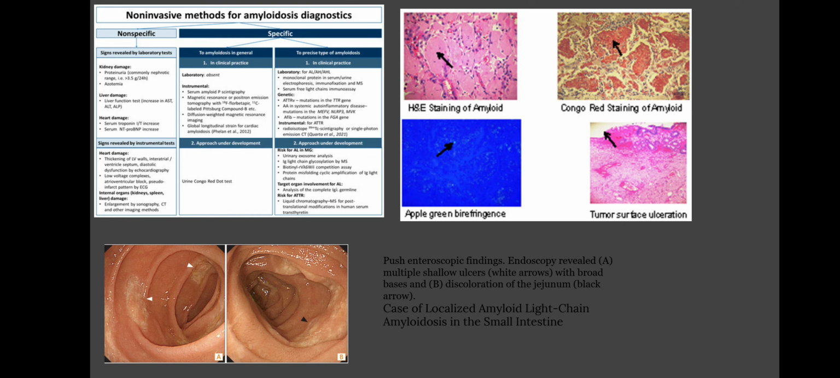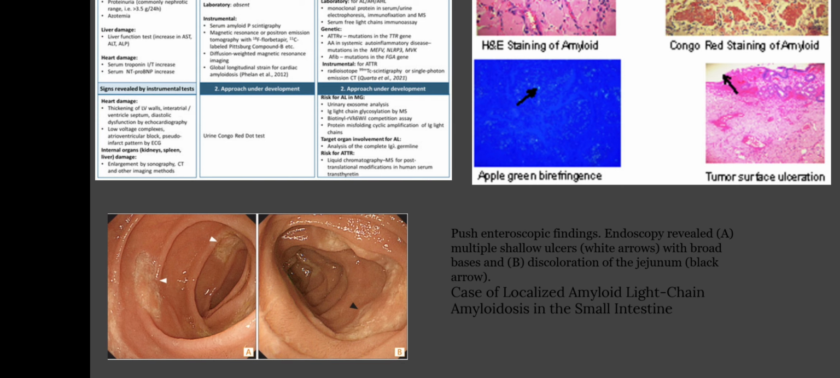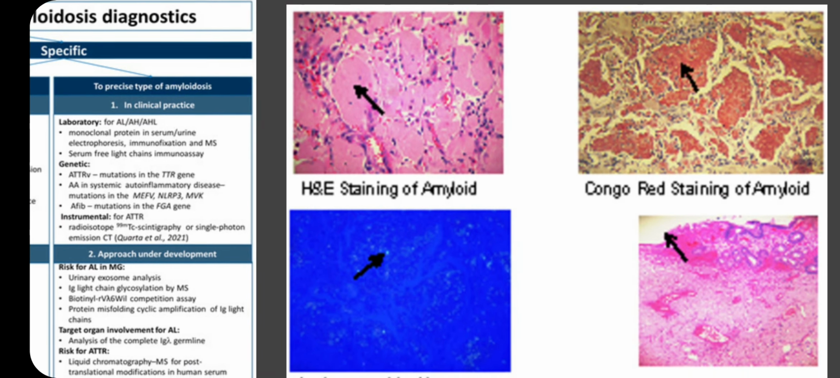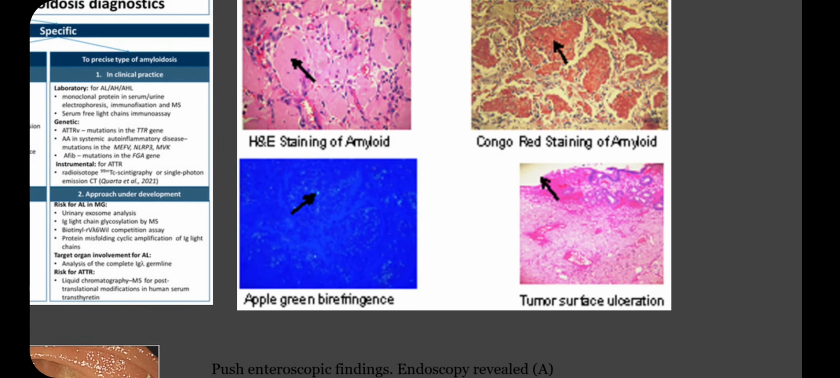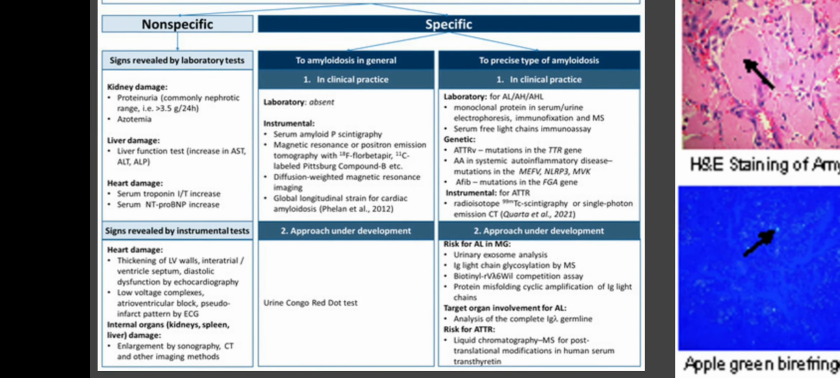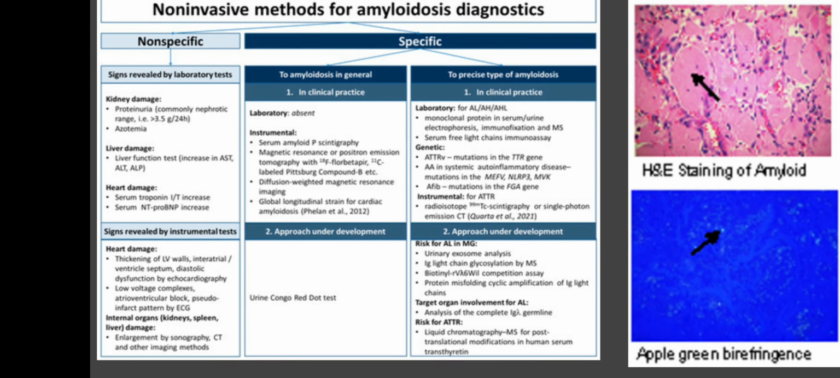Okay, so here you can see the biopsy. You can see here the case of localized amyloidosis, where it is light chain amyloidosis in the small intestine. Here you can see the staining, and this is the main thing. These are the specific and non-specific diagnosis processes.